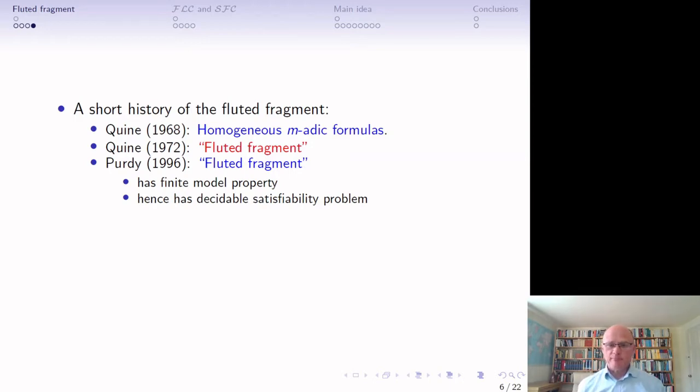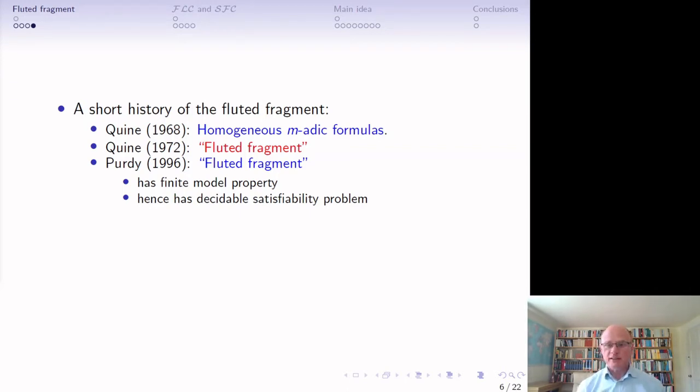The satisfiability problem for any logic L is the following problem. Given a formula of L, determine whether it's satisfiable, has a model. The finite satisfiability problem is the problem, given a formula of L, determine whether it's finitely satisfiable, i.e. has a finite model. A logic L has the finite model property if every satisfiable formula is finitely satisfiable, i.e. if these two problems coincide.